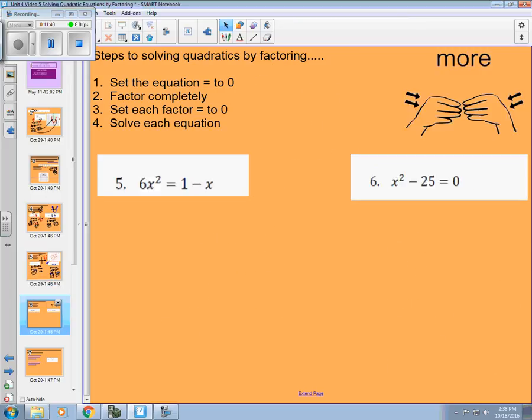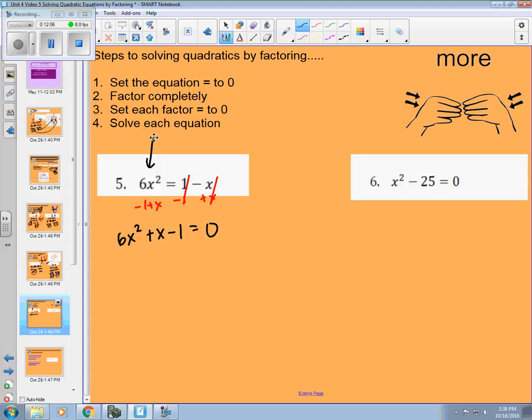All right, let's try a few more, maybe a little bit different, a little bit harder than the ones we've looked at so far. These are on the back now of your note sheet. So here, again, try to keep this one positive. So the first thing we'd want to do here, minus 1 and add x to the other side. Cancel these out. And I'm going to put them in descending order here. So we got 6x squared plus x minus 1 equals 0.